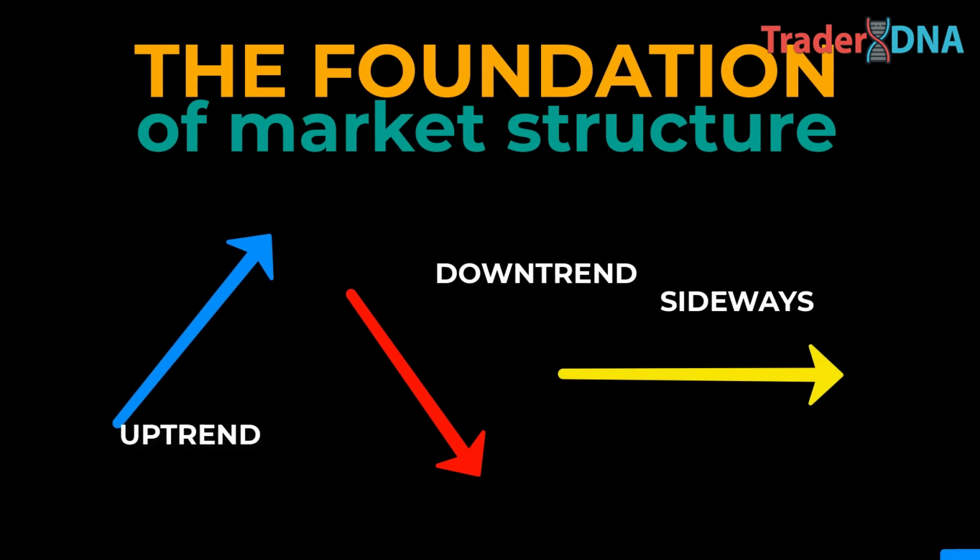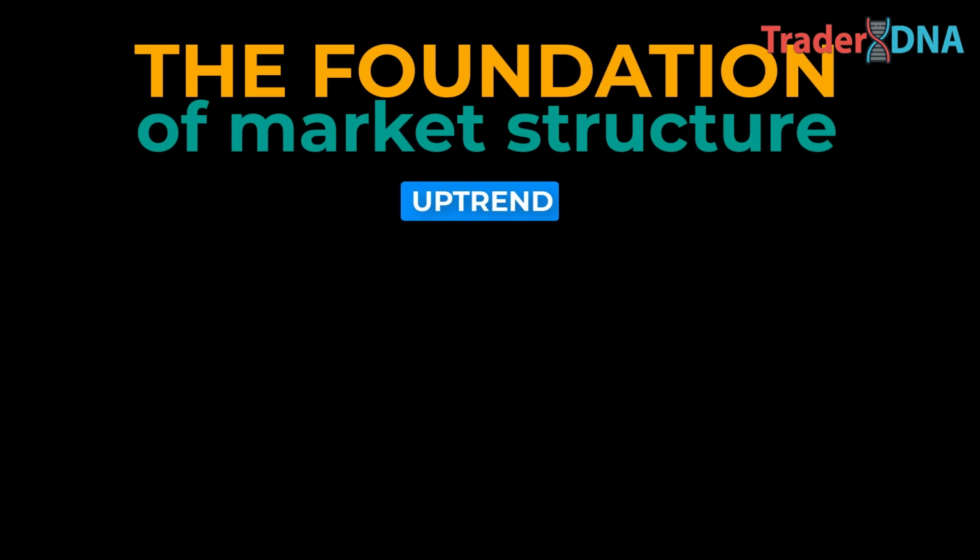Now, let's break down an uptrend. What usually happens is the market pushes up, pulls back a little, and then boom, it climbs even higher. Then it repeats. Pull back, push up, pull back, push up. It's like the market is climbing a staircase. Super satisfying, right? But wait, here's the catch.